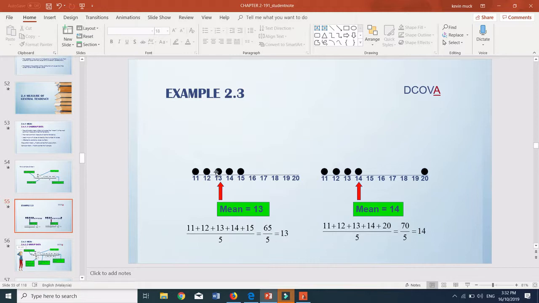It's not necessary that the number in the middle is your mean. Let's say we change the last number from 15 to 20. So the numbers that you have are 11, 12, 13, 14, and 20. The mean will be different right now because the numbers are different. So you sum all the 5 numbers and you divide by 5, and you get the mean over here. This is for ungrouped data.